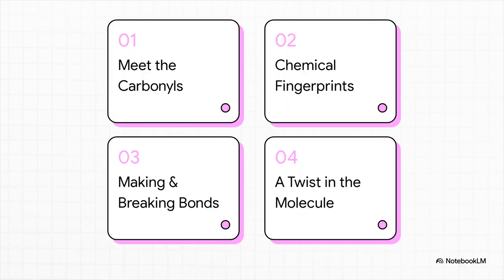So here's what we've got lined up. First, we'll get properly introduced to the core members of the carbonyl family. Then we're going to play a bit of chemical detective and learn the tests that are used to figure out exactly who's who. After that, we'll see how they're made and how they react to make other things. And we'll wrap it all up by uncovering a hidden secret in their structure that explains something wild, like why two molecules that look identical can smell completely different.